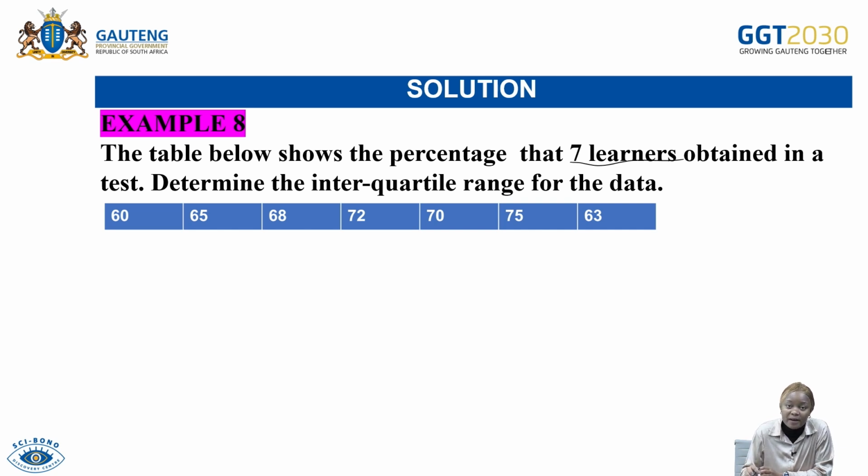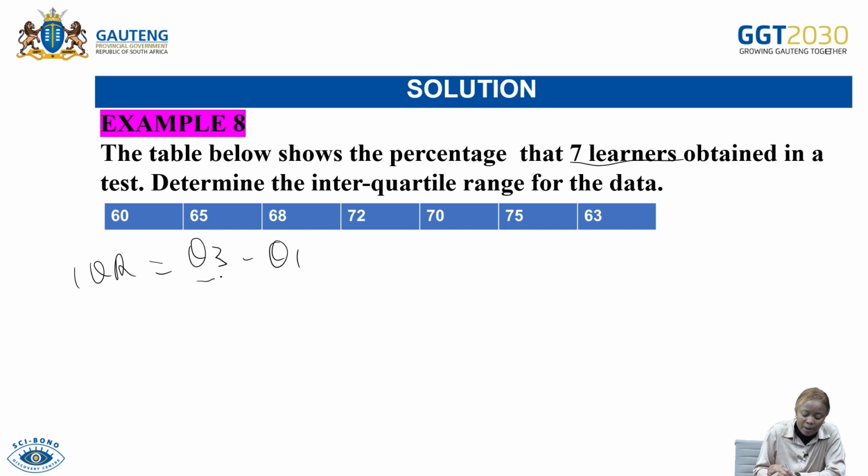Before you can find your interquartile range, you need to know that the IQR is given as Q3 minus Q1, right? You say upper quartile minus the lower quartile. But to find the upper quartile and the lower quartile, you need to have a data set that is arranged in ascending order. So let's go back to our data set and arrange it in ascending order.